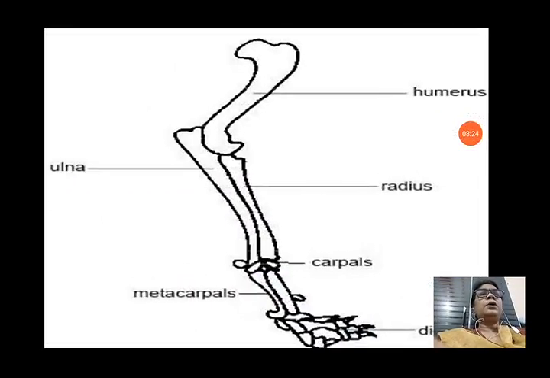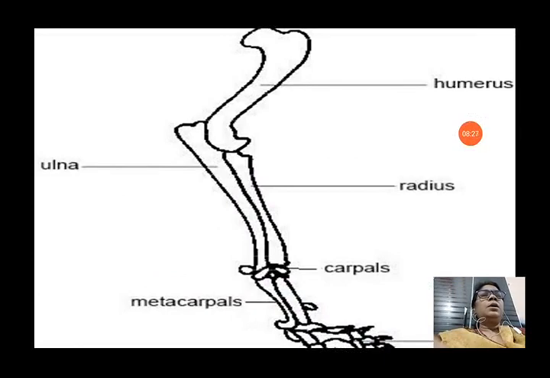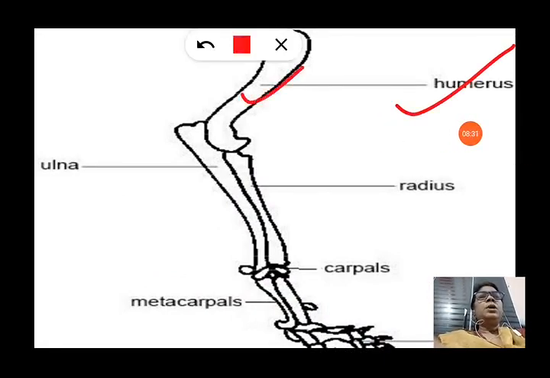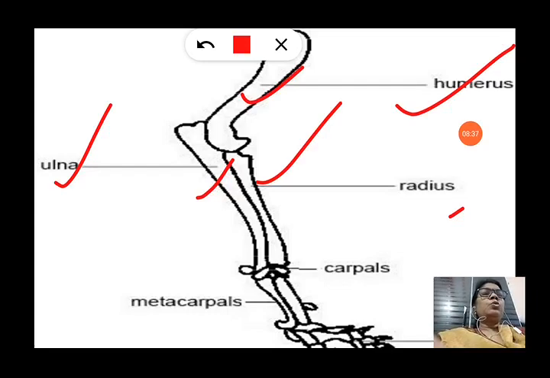You can see the picture here. The long bone on the upper side is the humerus, and here the radius and ulna are also present. You can see the single long bone here, the humerus. Here two bones are there: the ulna, and here the radius. And you can see small bones are also there, metacarpus and carpus. After that digits, that means fingers.